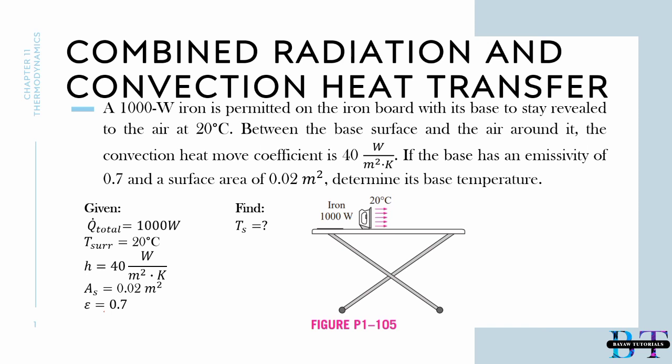Now let's analyze our givens: the total energy per unit time at 1000 watts, that being the iron; the temperature of our surroundings at 20 degrees Celsius; our heat transfer coefficient at 40 watts per meter squared Kelvin; our surface area at 0.02 meters squared; as well as our emissivity at 0.7. And now we're tasked to find our absolute temperature.